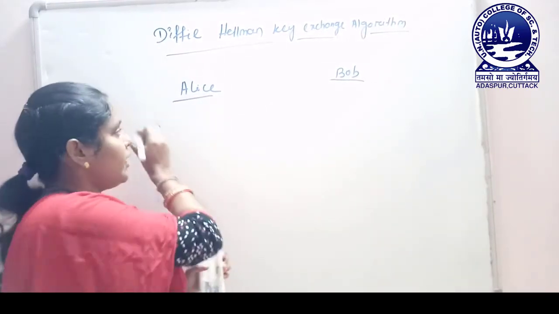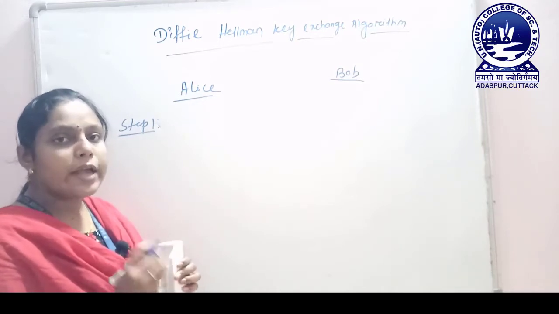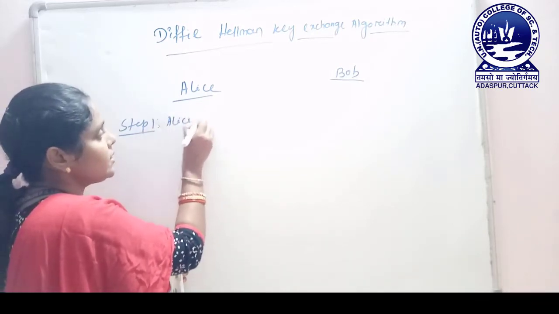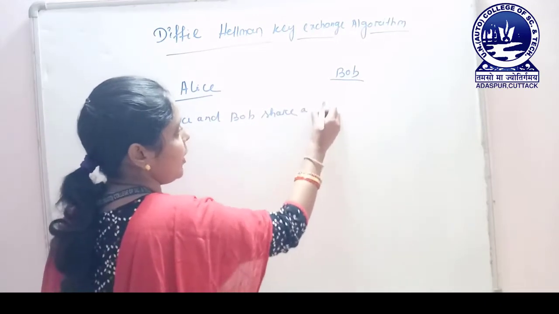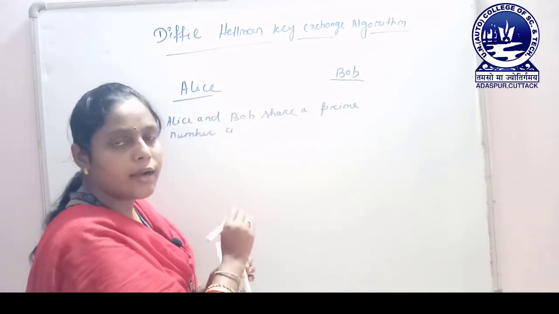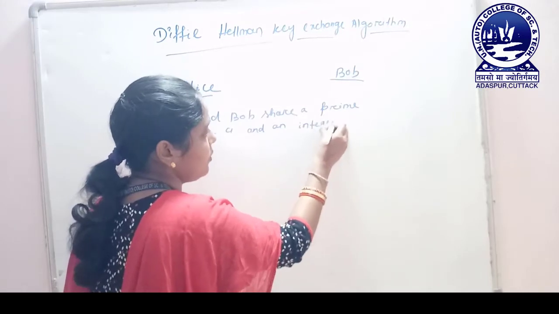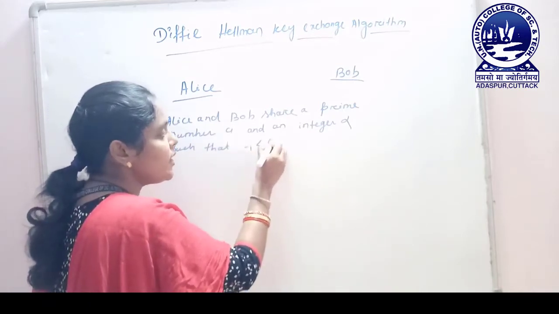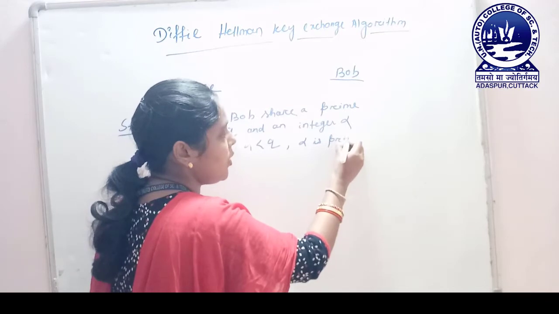In the first step, that is step 1, Alice and Bob share a prime number Q and an integer alpha, such that alpha is less than Q. The next condition is that alpha is a primitive root of Q.